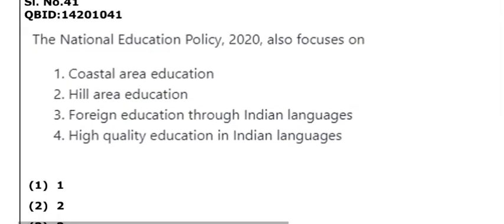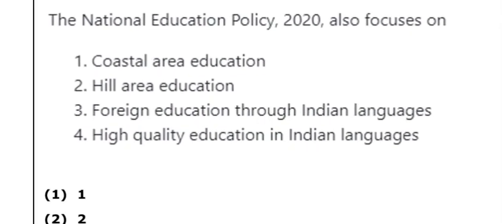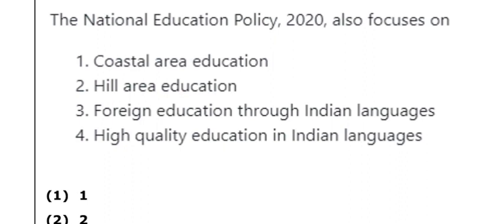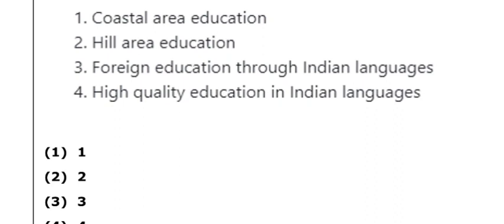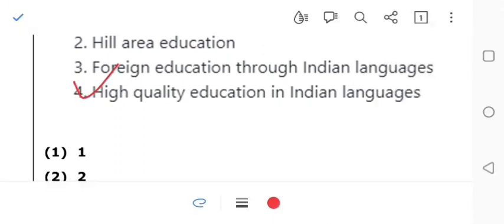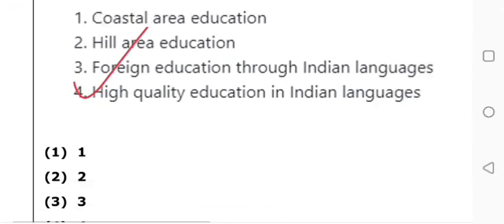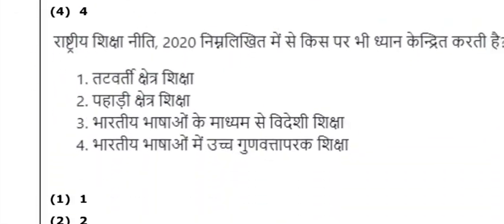Okay, 41. The National Education Policy 2020 also focuses on what? Coastal area education, hill area education, foreign education through Indian languages, high quality education in Indian languages. So it will be high quality education in Indian languages. This is the basic and core goal.